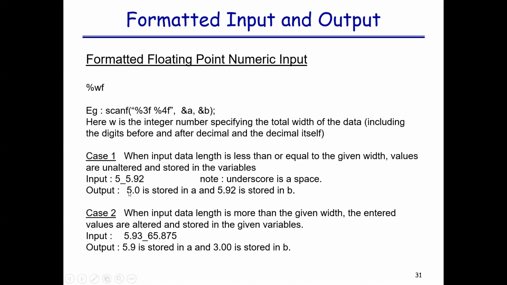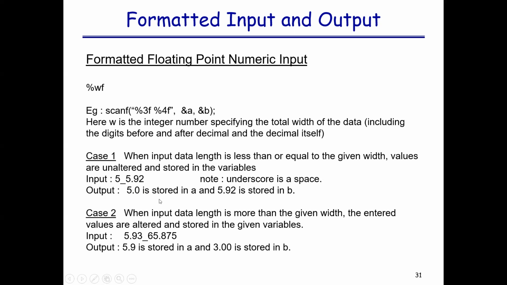What is the output? Actually 5.0 is stored into A. Why 5.0? If you are counting 1, 2, 3, so you have the total three including all things. Getting my point? Okay, so there is no problem. Means 5 user enters simply A, but actually 5.0 is stored because you used here format specifier percentage 3F, percentage 4F. But in case of 5.92, how many total count? 5.92, total 4. And what you have here? Percentage 4F. It is okay or not?